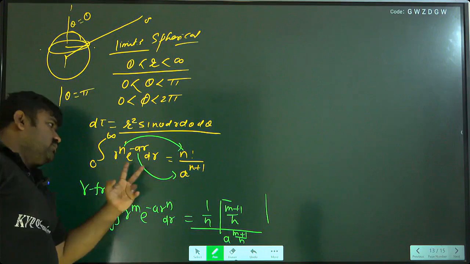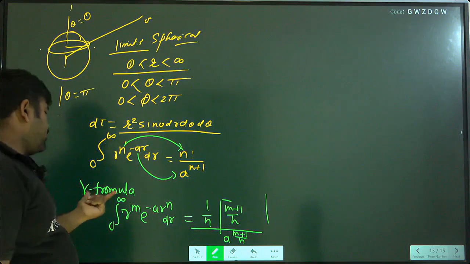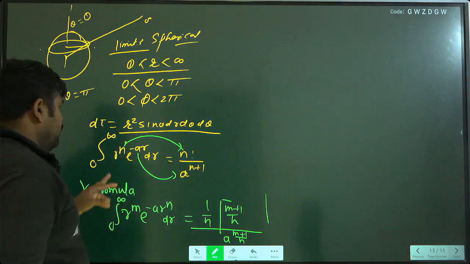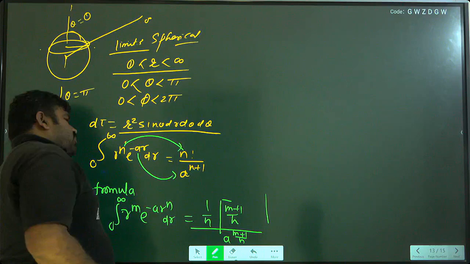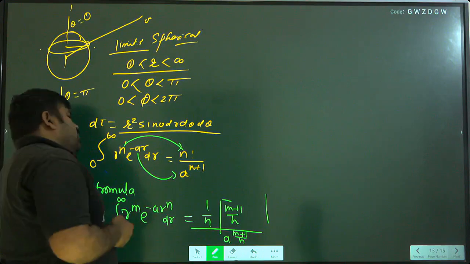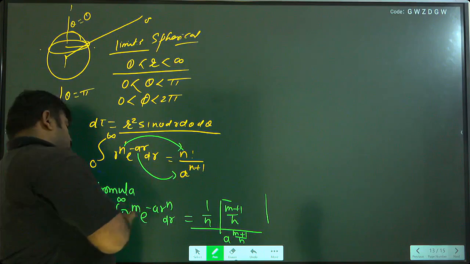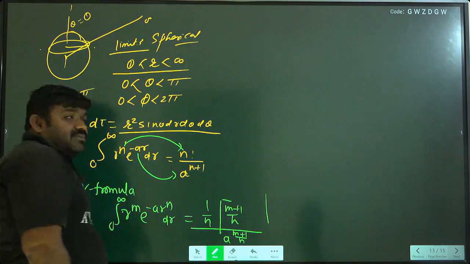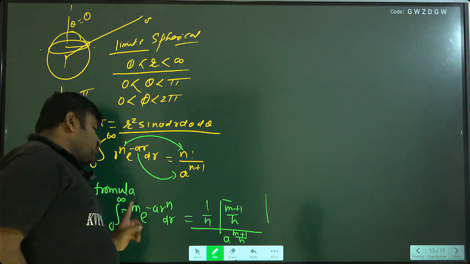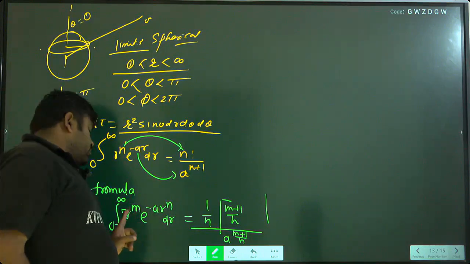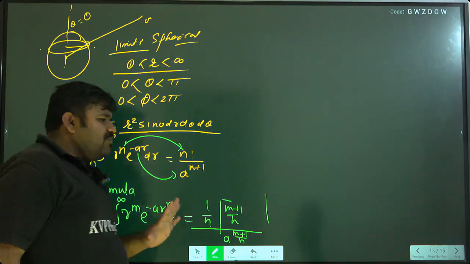Next, what is the dτ? This one. We can use these two formulas. Which two formulas? The 0 to infinity formula or the gamma formula? ∫ r^n e^(−ar) dr is equal to n! upon a^(n+1). We just have to compare this, find out the n value, and substitute here. It is important to find out the n and m values properly, otherwise sometimes we call this m and this n, which is not right.